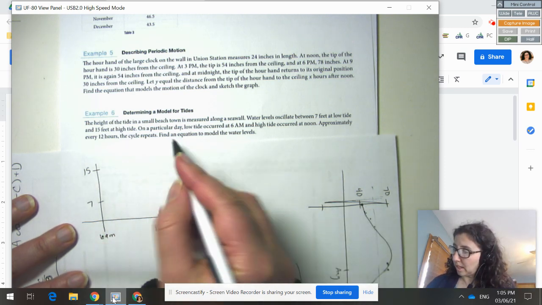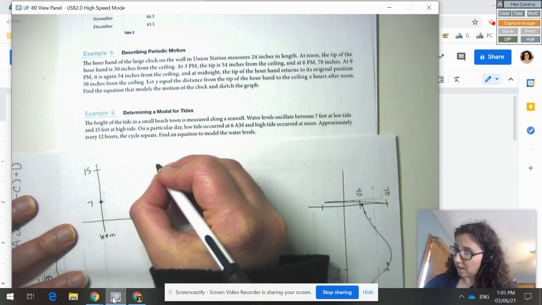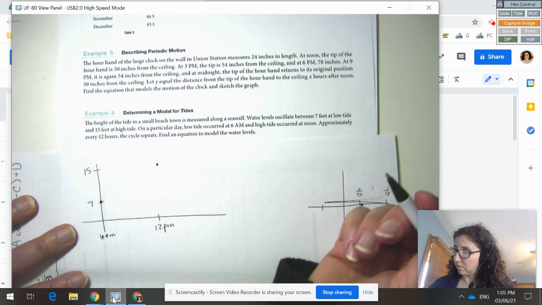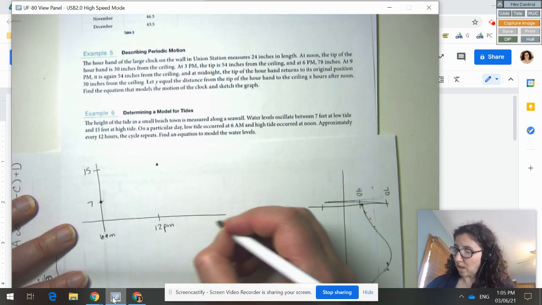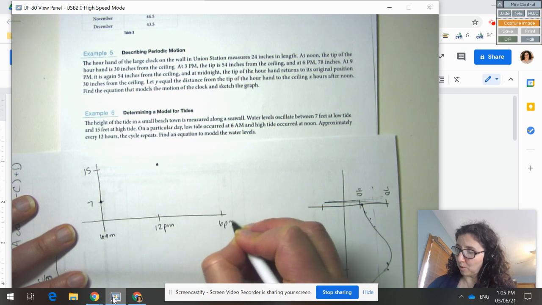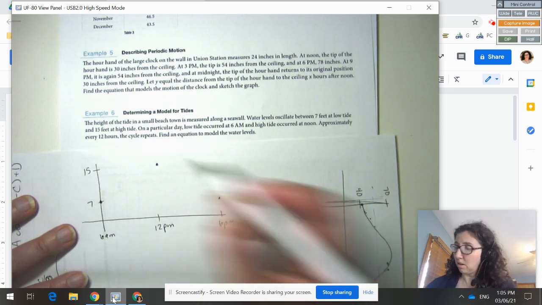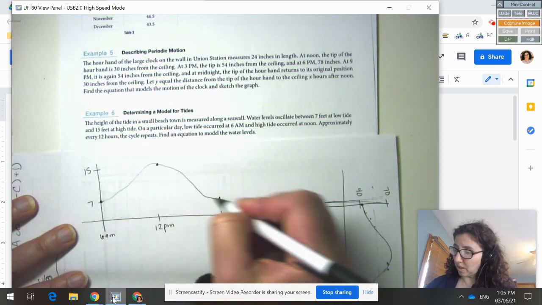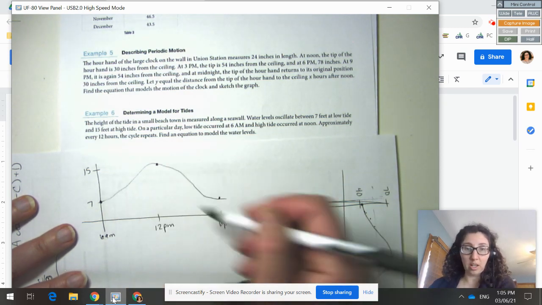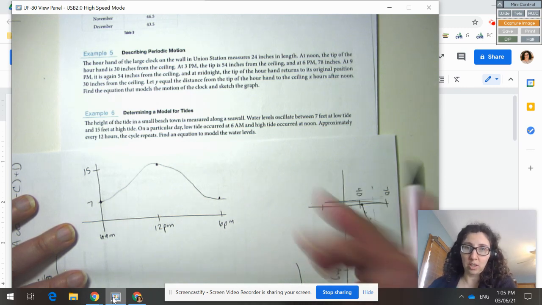So let's say they said low tide is at 6 a.m. and high tide is at noon. So then every 12 hours, the cycle repeats. So let's say again at 6 p.m., we're going to be down here at 7 feet again, right? So it's going to look something like this. So again, it looks like a negative cosine function. They're not always negative cosine functions, just these few examples.